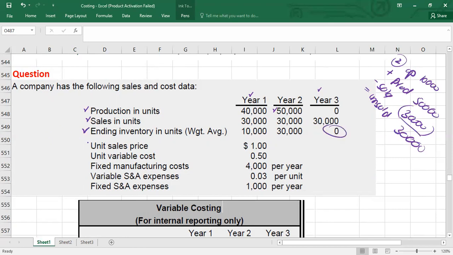Now, guys, here he told you the unit sale price: we have $1, and a unit variable production cost of 0.5. We have a fixed manufacturing cost of 4,000 per year.